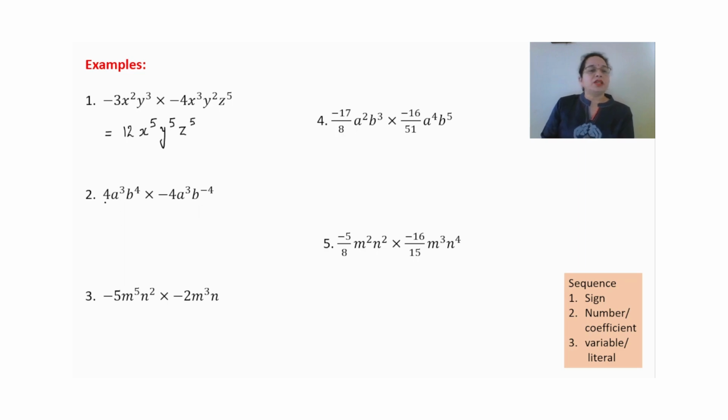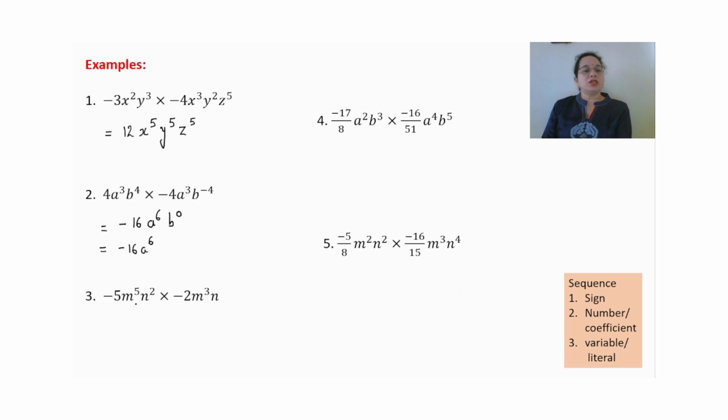Now come to the second sum. Total number of negative signs are 1. 1 is an odd number, so your answer will be negative. 4 4s are 16. a raised to the power 3 plus 3 will give you 6. b raised to the power 4 minus 4 will give you 0. What is the meaning of b raised to the power 0? 1. So the final answer will be minus 16 a raised to the power 6.